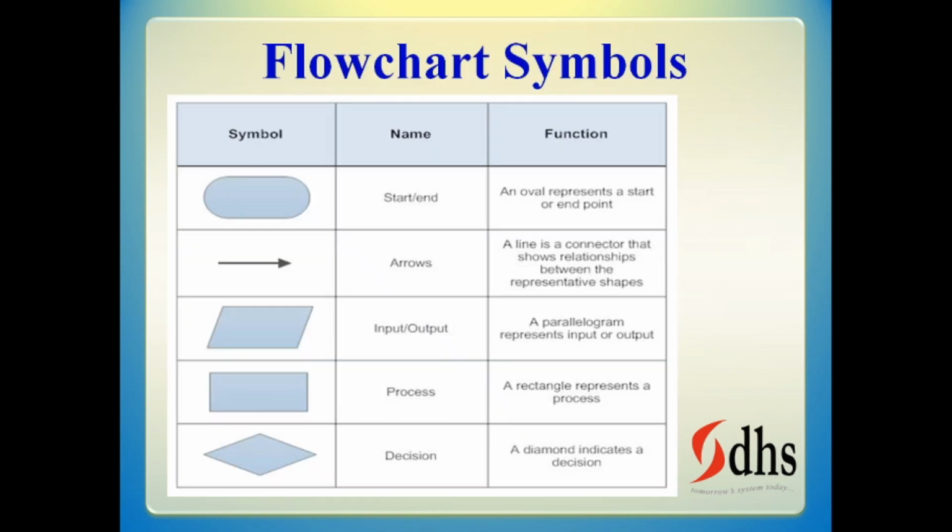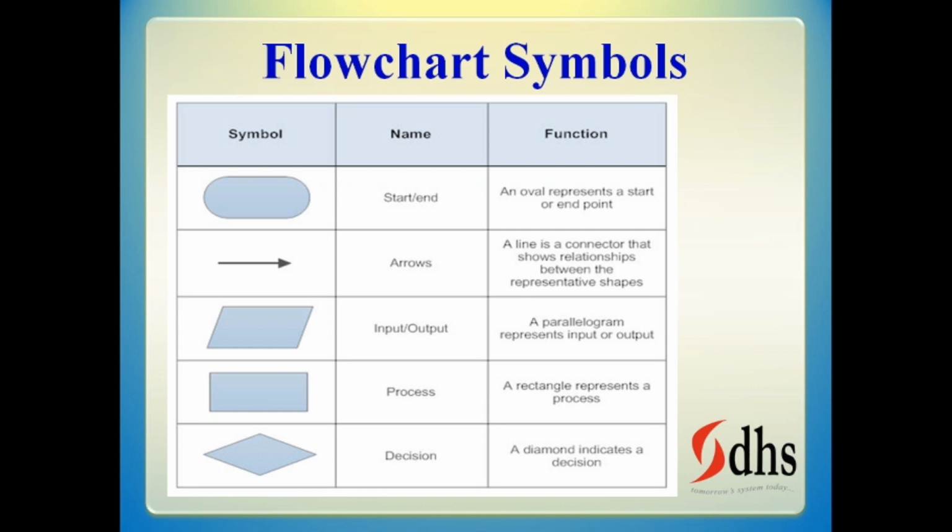Flowchart symbols. The first symbol is the oval. It indicates the start of the program and the end of the program. The arrow is nothing but the workflow, showing how the steps are connected. Then the parallelogram. We studied in the previous session that we have various types of statements: declaration statement, input output statement, assignment statement and control statement. The parallelogram is used for an input output statement.